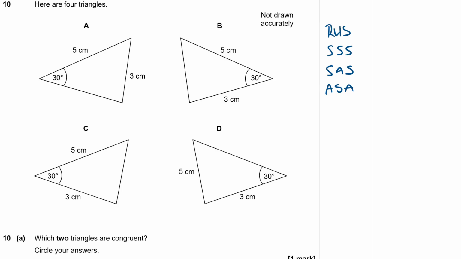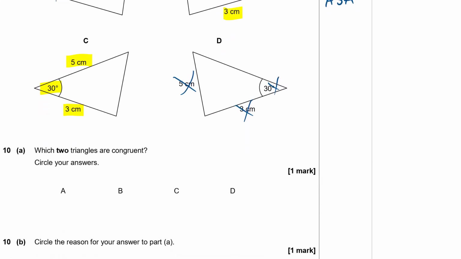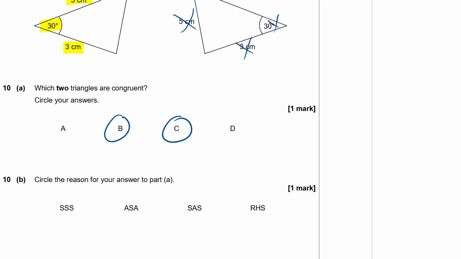So let's have a quick look at these diagrams. This one here is side, angle, side. So that's one of those. 5, 30, and 3. This one up here, A, is not anything. I've got 2 sides, but this is not the included angle, so that isn't going to be congruent to anything. And again, this one down here, that isn't the right way around either. It has to be this one up here. Side, angle, side. So it's B and C that go together. Oops. Let's do that again. B and C. Circle the reason for your answer. It's side, angle, side.